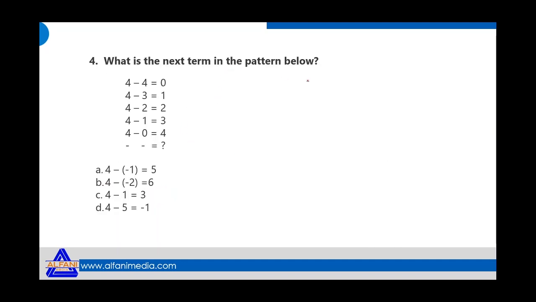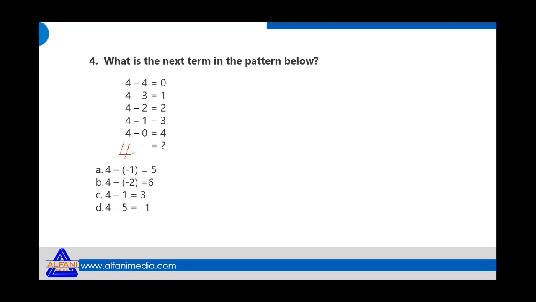The next question is, what is the next term in the pattern below? All right, so we are given a pattern. So what's the next term in this pattern? So we're given 4 minus 4 equals 0, 4 minus 3 equals 1, 4 minus 2 is 2, 4 minus 1, 3, 4 minus 0, 4. Now when we look at here, a number has been repeated. All right, so it means 4 has been repeated, so we can also repeat 4. So we can also repeat 4 here. All right, so we can repeat our 4.